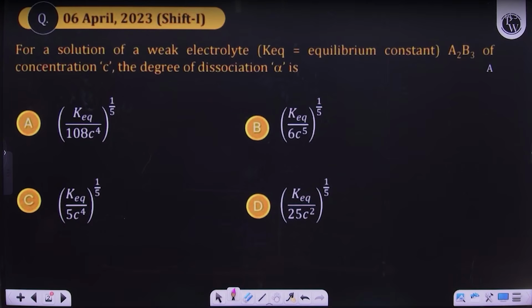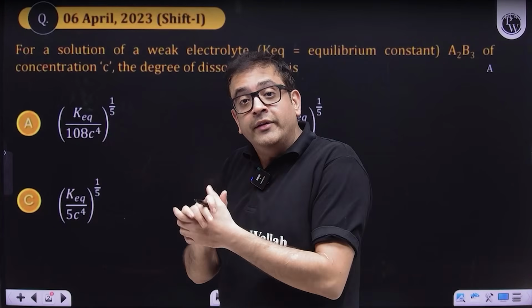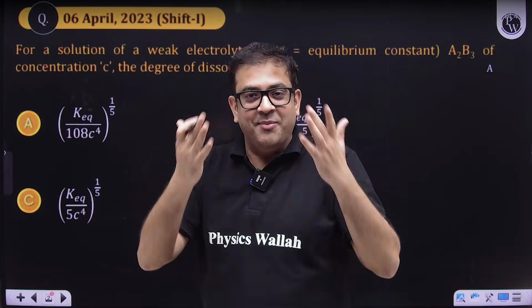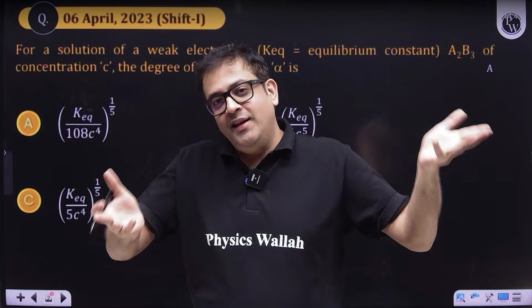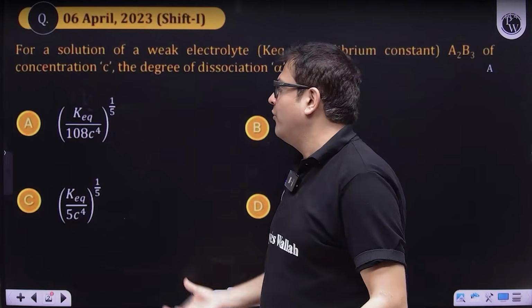Mind you, the reactant is A2B3. But you will ask me, sir, here electrolyte is given. Doesn't matter. When equilibrium involves molecules, it's chemical equilibrium. When it involves ionic equilibrium, obviously I'm giving something extra. So obviously these are ions.